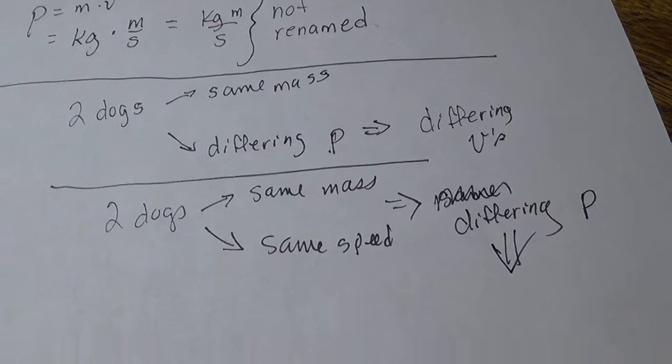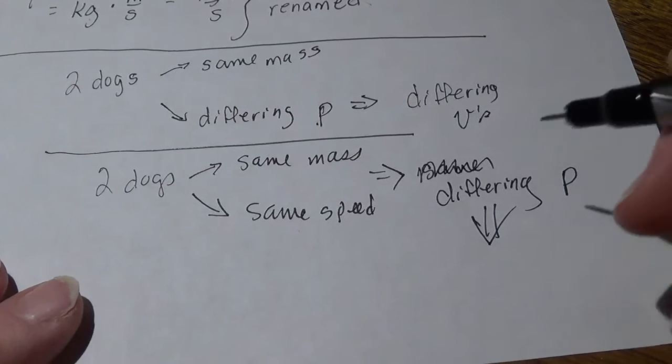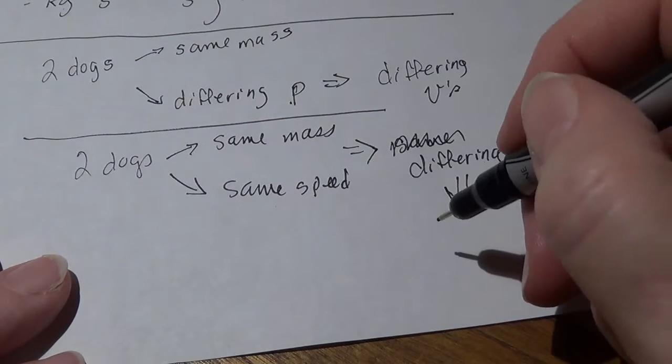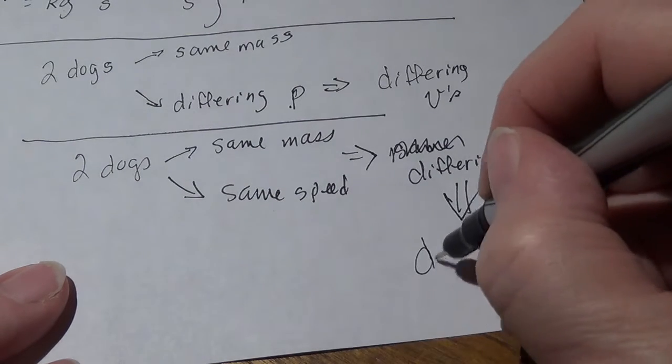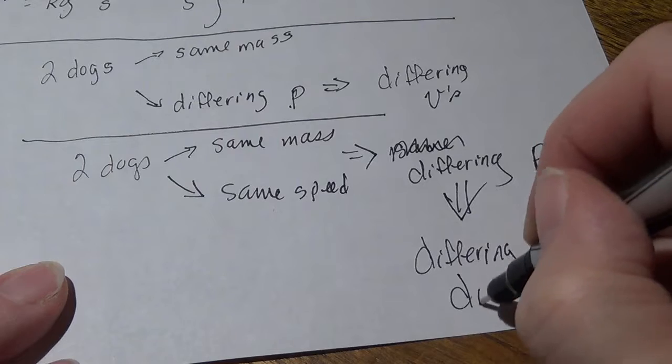Alright, I'll let you answer that. How about you, John? How can two dogs running down the parking lot, which we're looking at out the window, have the same mass and the same speed? How could they have differing momentums? John? Because they have differing directions.